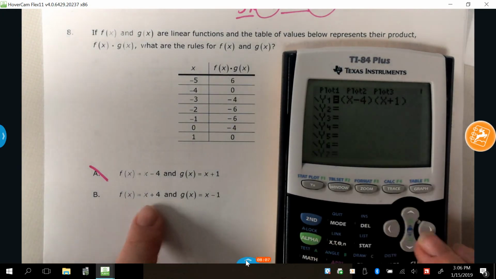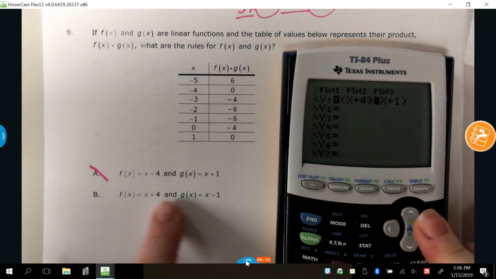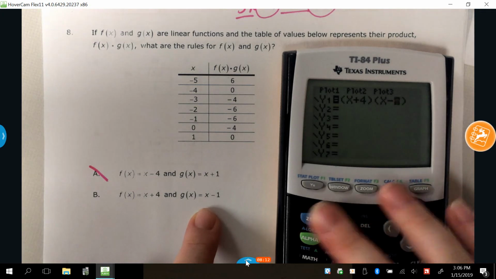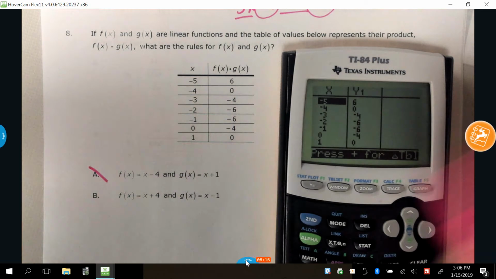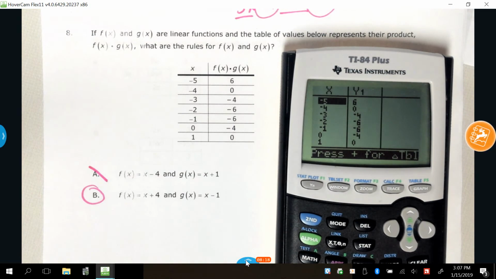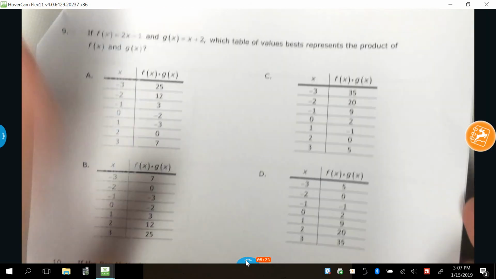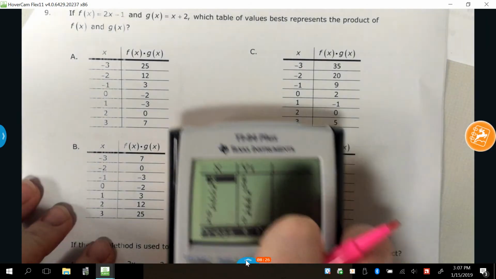So now I can go back to my y equals and do y plus 4, x minus 1. So negative 5, 6, negative 4, 0. All of these match, therefore B is my answer. Always check more than one point, because sometimes if you just check one point, it could match, but then none of the other ones do.